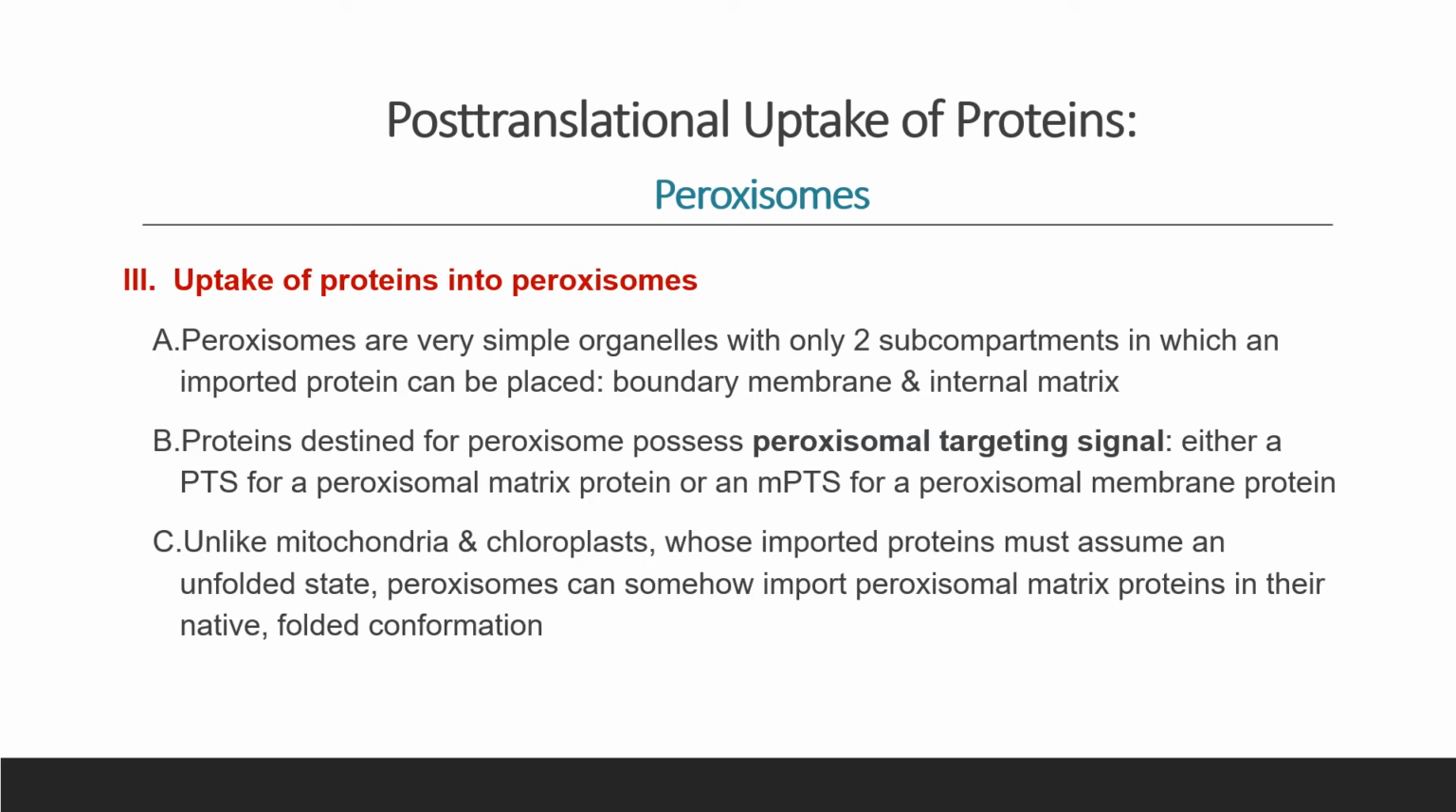So uptake of proteins into the peroxisomes is very simple. Peroxisomes are organelles with only two subcompartments in which an imported protein can be placed. It has a boundary membrane and an internal matrix. So proteins destined for the peroxisome possess a peroxisomal targeting signal, either a PTS for a peroxisomal matrix protein or an mPTS for a peroxisomal membrane protein. So unlike mitochondria and chloroplasts, whose imported proteins must assume an unfolded state, peroxisomes can somehow import peroxisomal matrix proteins in their native folded conformation.